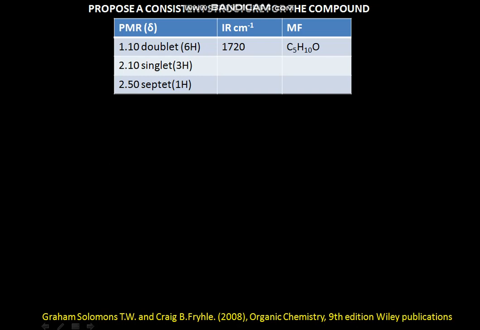Okay, before going into this kind of a problem, we need to know what data has been given. In this problem, for the molecular formula C5H10O, two sets of spectroscopic data are given. One is IR spectroscopic data and the next one is proton NMR spectroscopic data. As far as IR spectroscopic data is concerned, the wave number 1720 corresponds to the presence of carbonyl stretching.